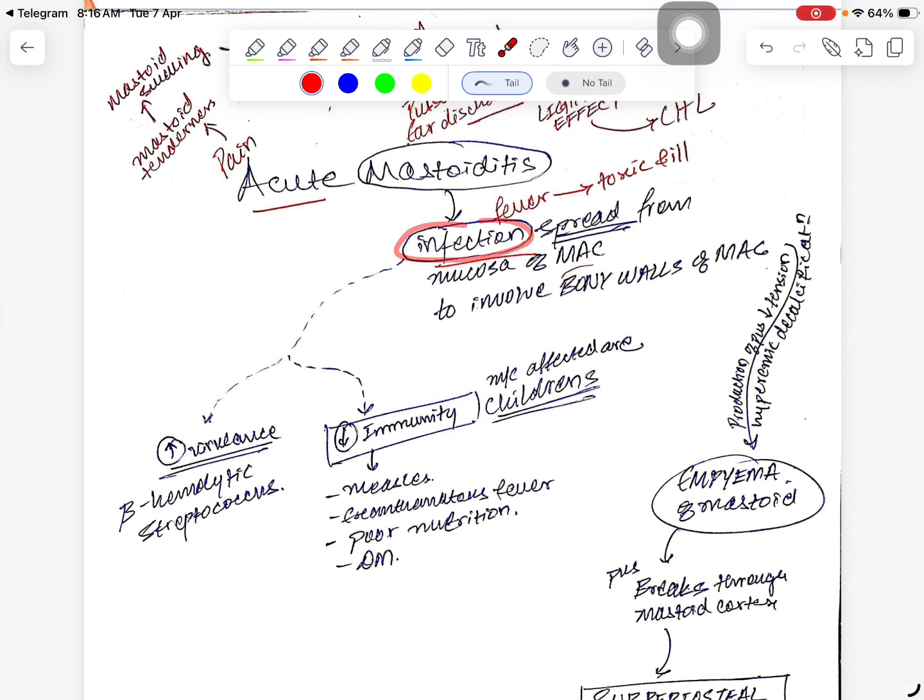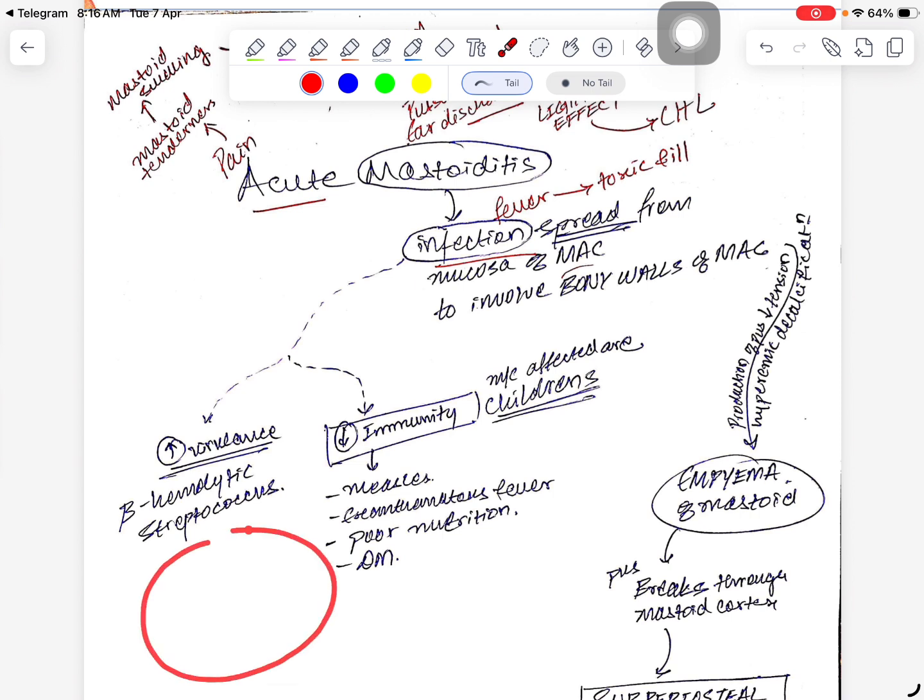What kind of infection are we talking about? We are talking about beta hemolytic streptococcus, most commonly occurring in children. There are other organisms that also cause mastoiditis, but the most common is beta hemolytic streptococcus. Why is the infection spreading? Because of increased virulence of these bacteria, or decreased immunity of the host.